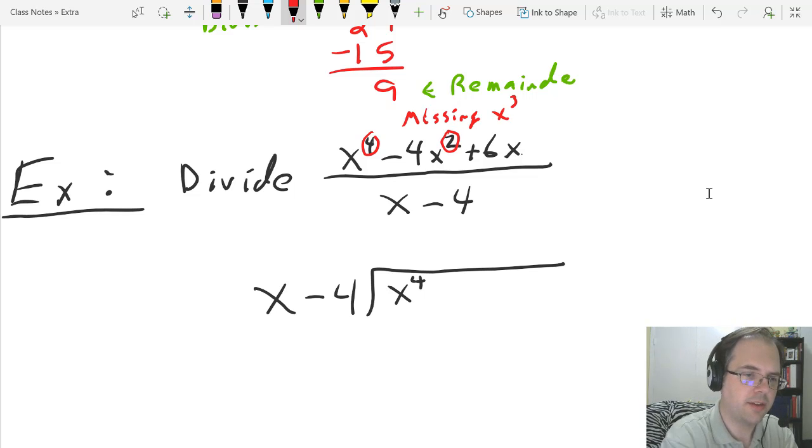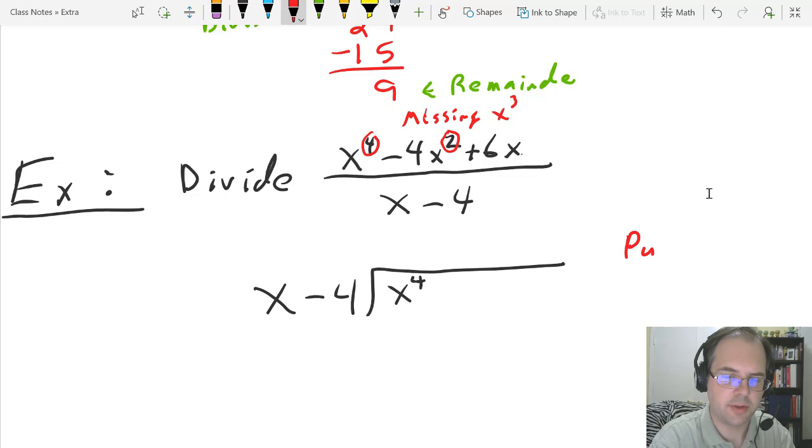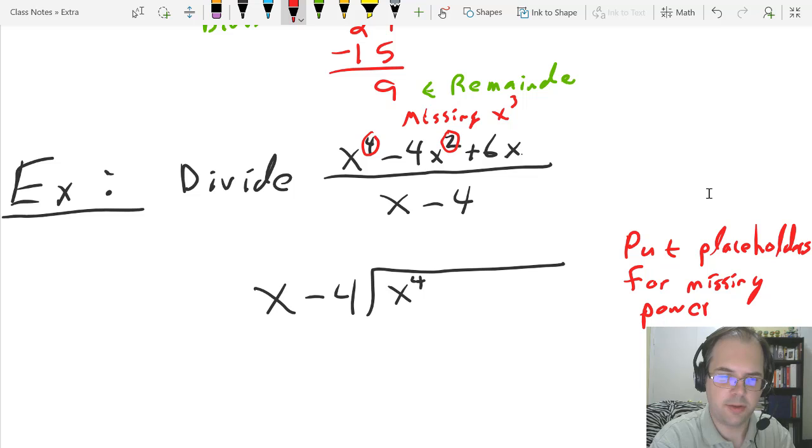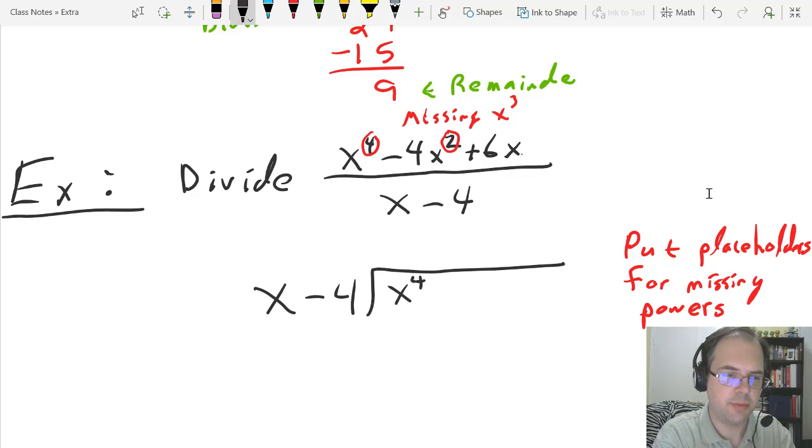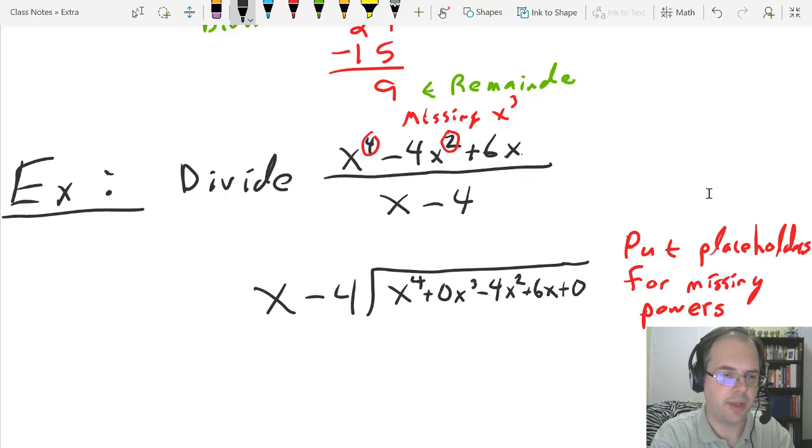So when we do division like this, we need to make sure to put placeholders for any missing power that we see. Okay, so make sure to do that here. To put a placeholder for the missing x cubed, we put plus 0x cubed. And then we have negative 4x squared plus 6x. And I'll go ahead and at the end here put a plus 0 since we don't have a constant, so it's another placeholder we have to put there.